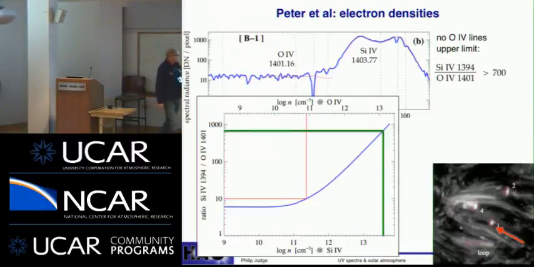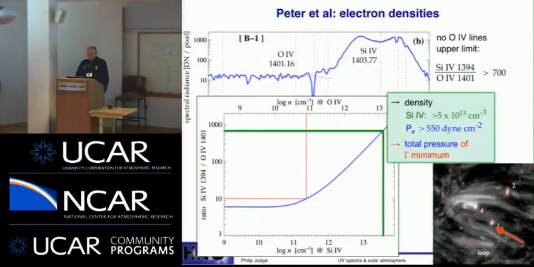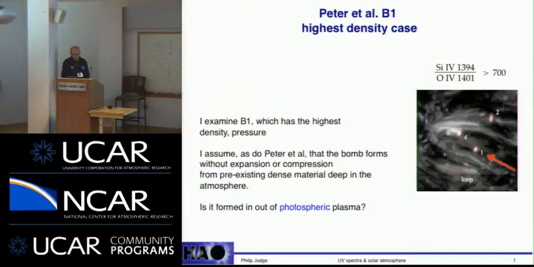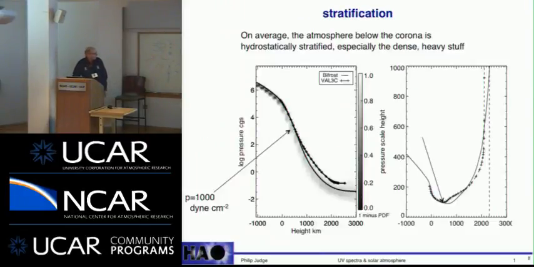They went ahead and took some calculations from CHIANTI, black box kind of work, in which there are some major assumptions being made, and they come up with an electron density based on the absence of the oxygen IV to silicon IV, and they came up with a density of 5 × 10^13, which is about the total pressure of the temperature minimum, the classical temperature minimum region that Gene Avrett has worked on for many years, and Jeff Linsky and Tom Ayres and other people. This is the highest density case. Is it really formed out of photospheric plasma? I believe not. I think that's a very difficult thing to understand.